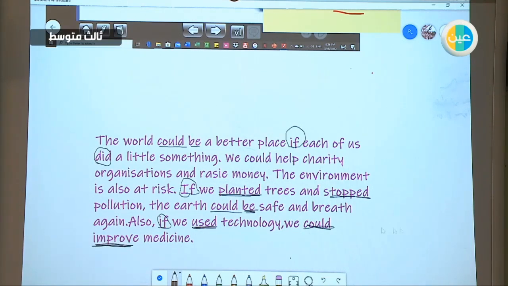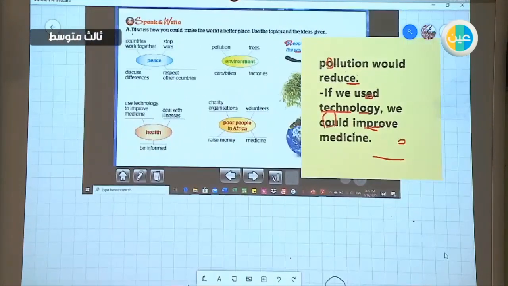So we formed here a short text. We used the words that we have learned in this module related to volunteering. We also applied our understanding of the conditional sentence type 2, which is "if" plus past tense verb, and "could" or "would" plus the infinitive form of the verb. I'm sure that you can write at home more sentences like this using the help of that text.